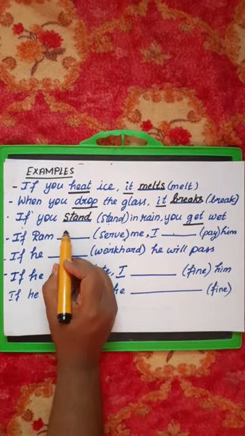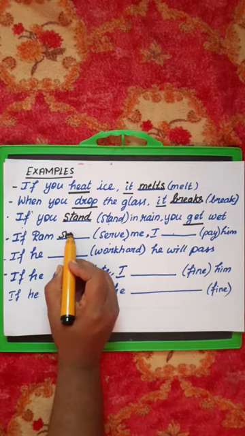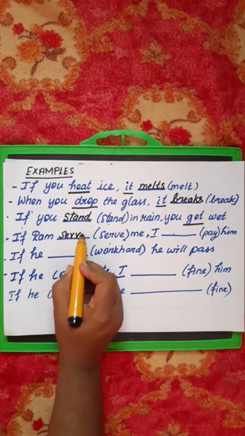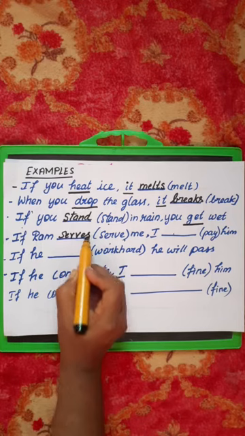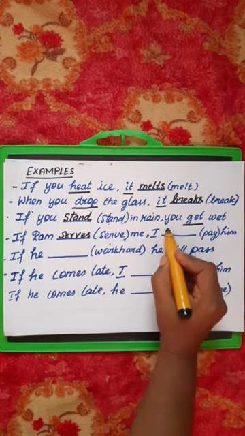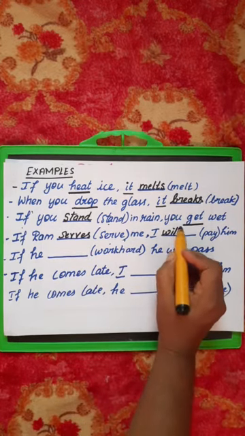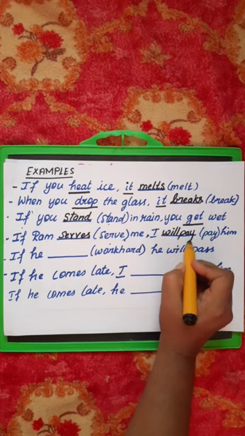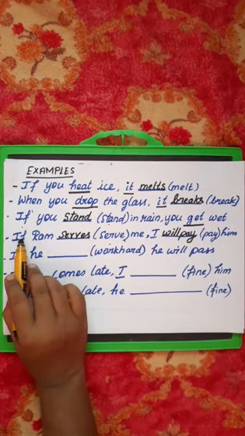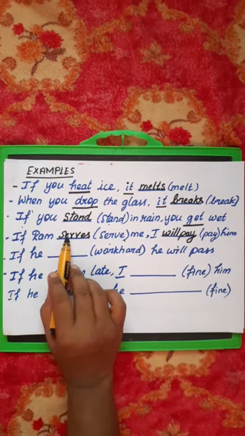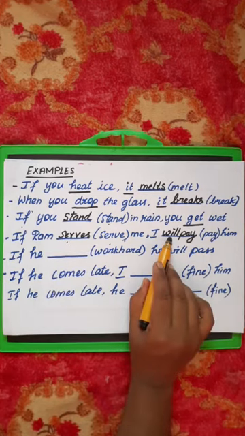So if Ram, type 1, what is the verb here? The present tense, simple present tense. If Ram serves me, I will pay him. I will pay him. We understood type 1. So in the if clause, present tense; in the main clause, simple future.